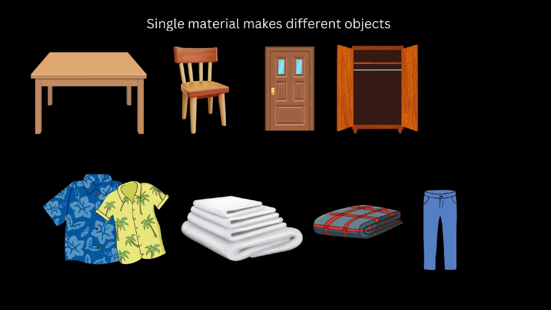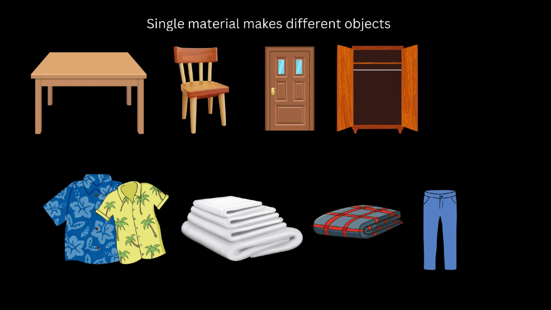Next one is a single material makes different objects. From wood, we make table, chair, door, wardrobe, etc. Whereas from cotton, we make shirt, towel, bed sheet, and pants. So, we are using only a single material, that is wood, for making those many things like table, chair, door, and wardrobe. Whereas we are using only cotton to make those things like shirt, bed sheet, towel, pants, etc.